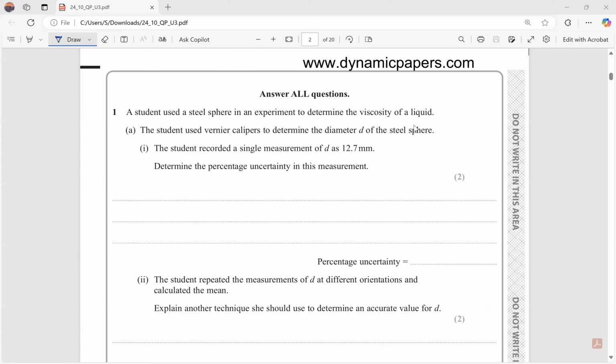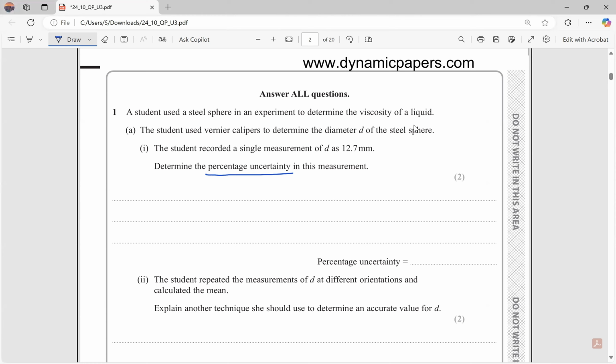Okay, so we have to find the percentage uncertainty. As discussed in earlier videos, there are several formulas of percentage uncertainty depending on the situation. Basically, there's just one formula, but the solution varies depending on the situation presented in the question. So over here, we're just given a single measurement of D. No other information is presented to us.